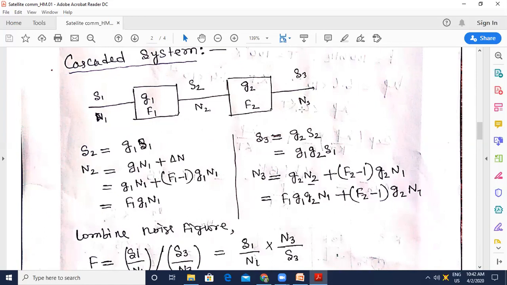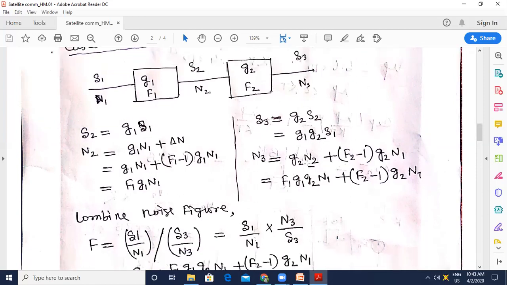Here S3 is G2 times S2. And if we put the value of S2 here, and as you know, S2 is equal to G1 into S1, so it is G1 into G2 into S1.